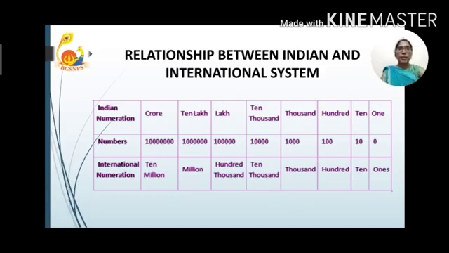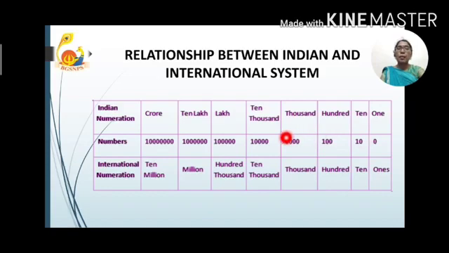Now lakhs place in the Indian system. So here, lakhs place in the Indian system equals 100,000 in the international system. Now 10 lakhs place in the Indian system, millions place in the international system. Crores place in the Indian system, 10 millions place in the international system. So like this it goes, children.